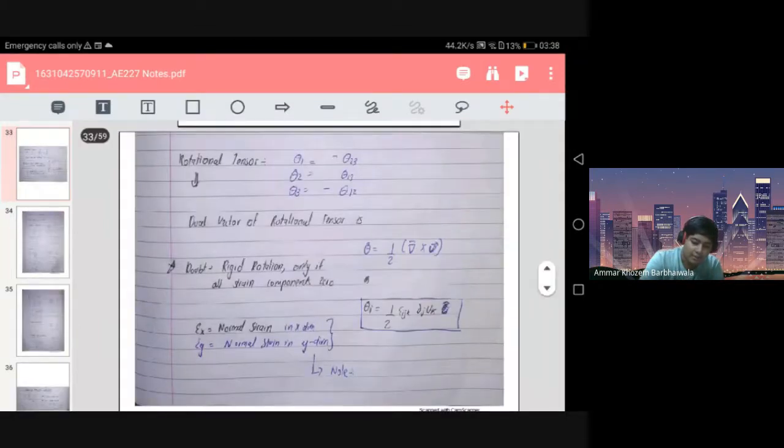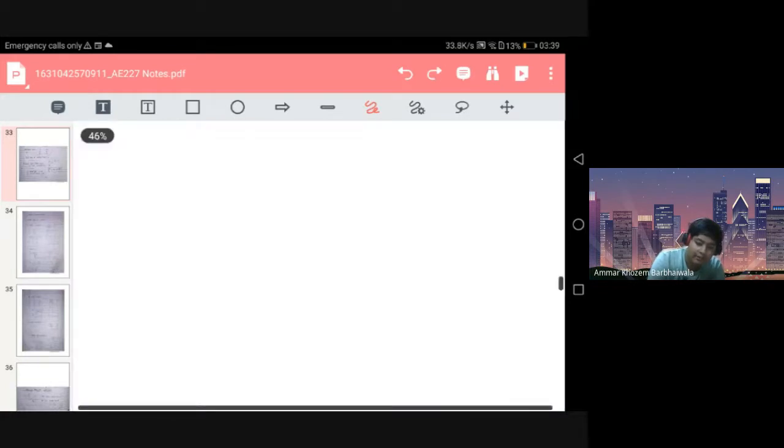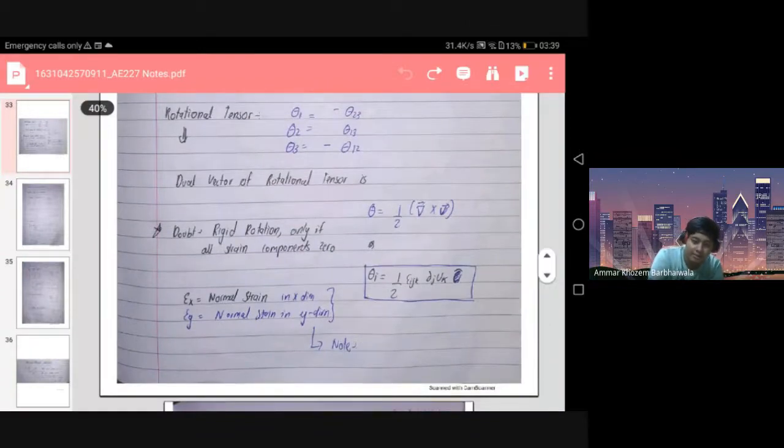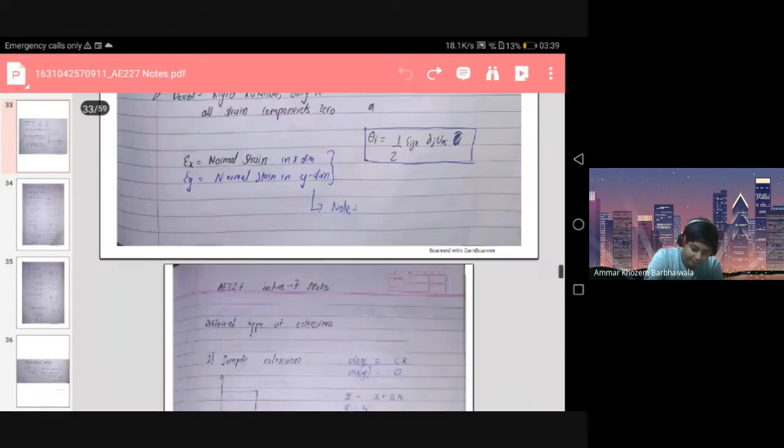This is the rotational tensor associated with it. If we have the matrix components theta 23 or theta 13, then we can have the dual vector for that. So this is the dual vector for the rotational, antisymmetric tensor. You find the antisymmetric part of the gradient tensor, and from that tensor you can find this dual vector, which is basically the rotational vector. It shows you which direction your body is rotating in.